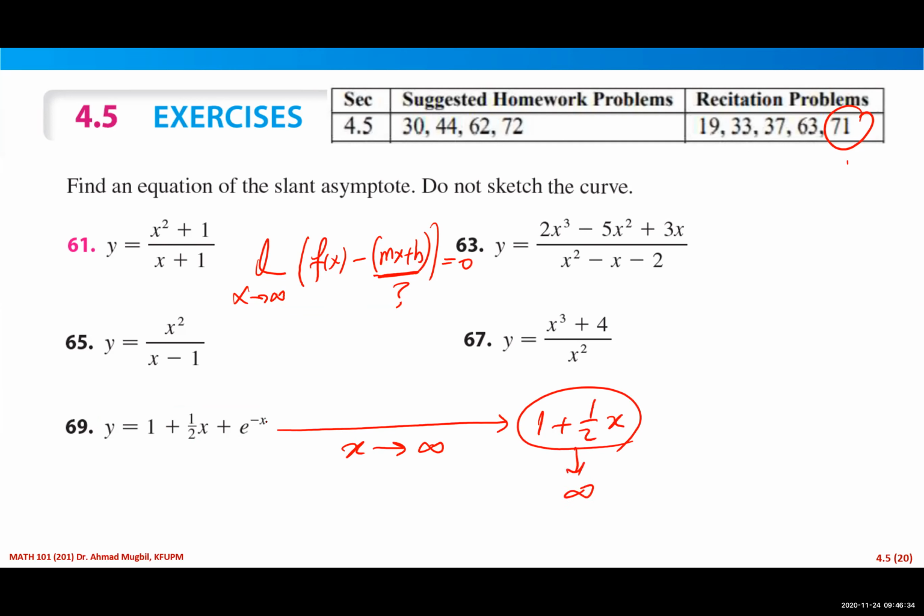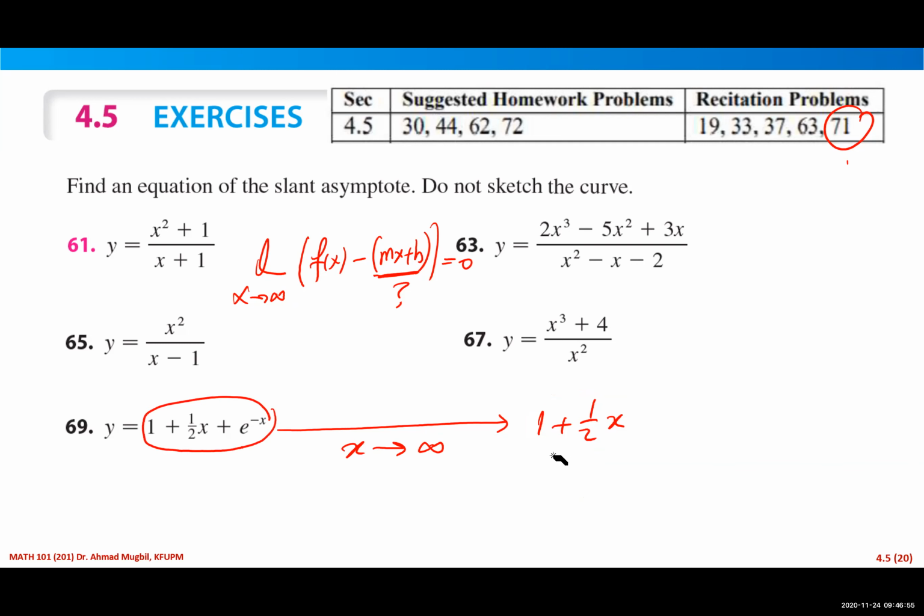Now I'm interested in this one. Where will this go when x goes to infinity? It will go to 0. So it means that this function, the whole function, will behave like this line.